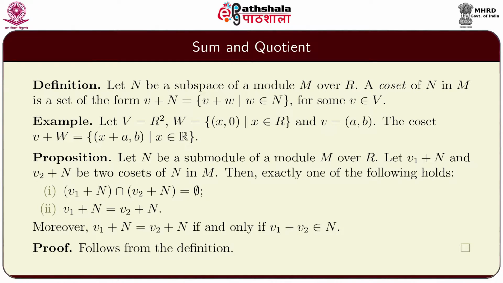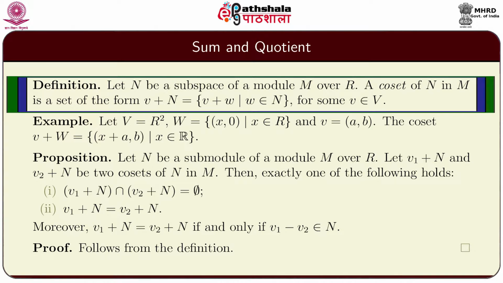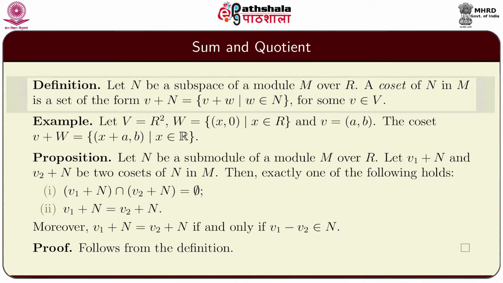Definition: let N be a submodule of a module M over R. A coset of N in M is a set of the form v plus N, which denotes the collection of all elements of the form v plus w, where w belongs to N, and for some v in M.